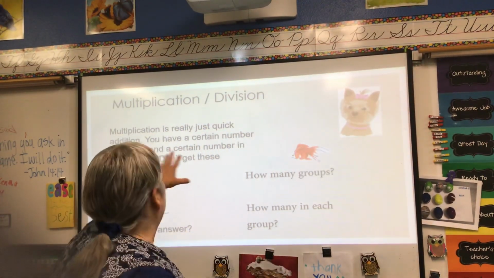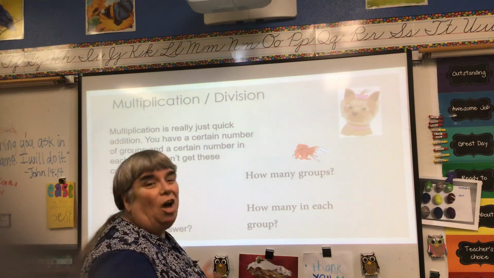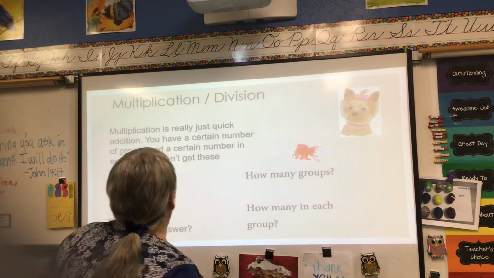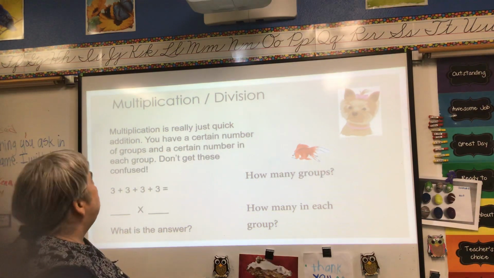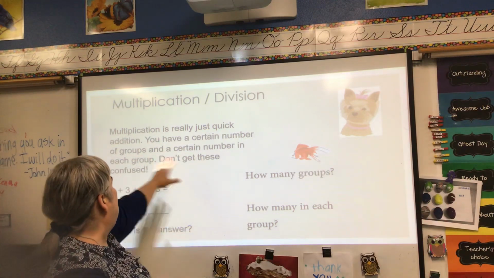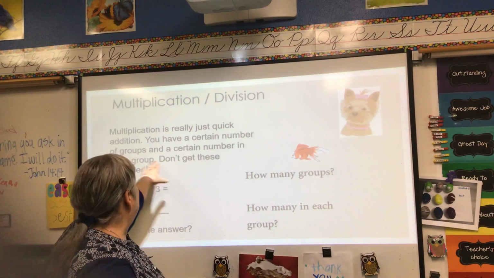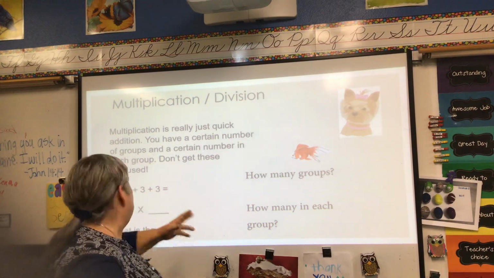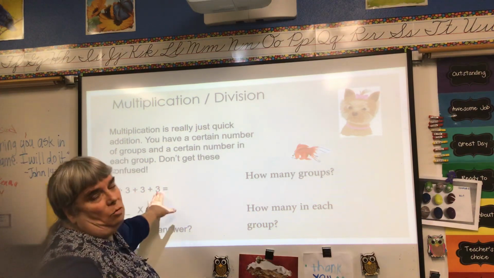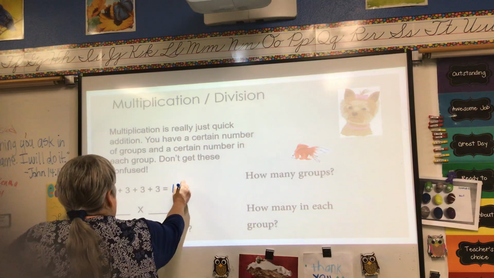Okay, so this is a review about multiplications. And you remember that we talked a lot about equal groups. Separating things in equal groups is really, really important. So multiplication is really just quick addition. You have a certain number of groups and a certain number in each group. Don't get these confused. So this is 4 equal groups of 3. So if we added those up, it would be 12.